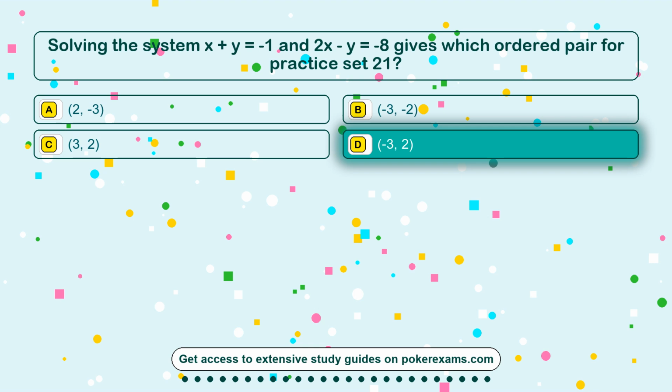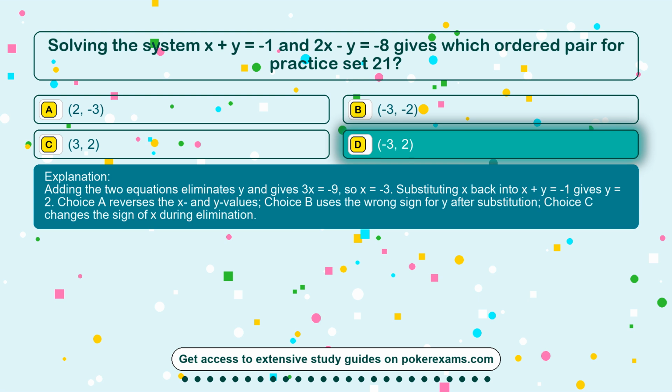The correct answer is option D, (-3, 2). Adding the two equations eliminates y and gives 3x equals -9, so x equals -3. Substituting x back into x plus y equals -1 gives y equals 2.